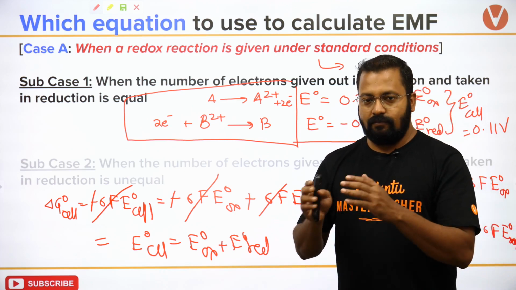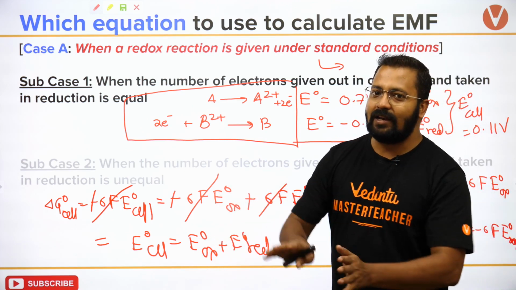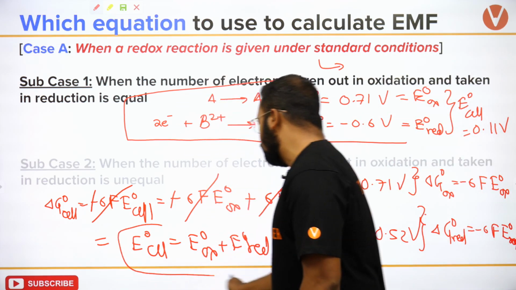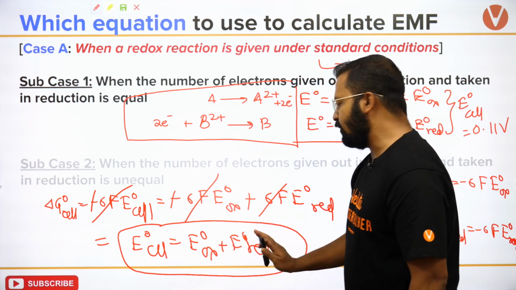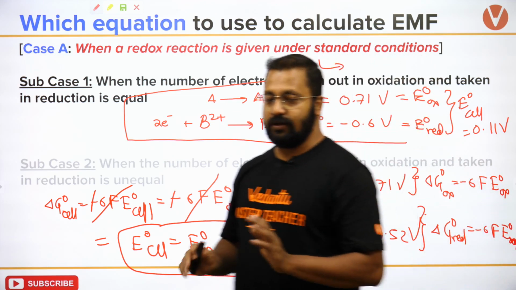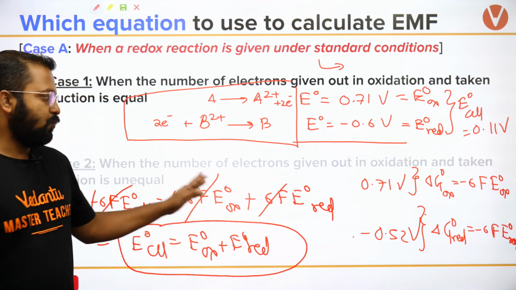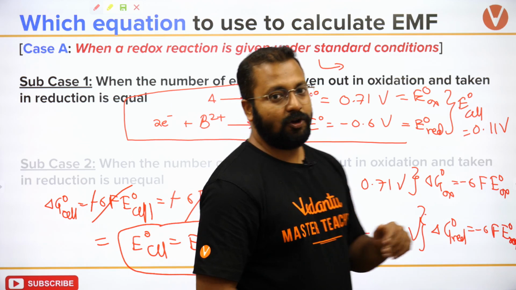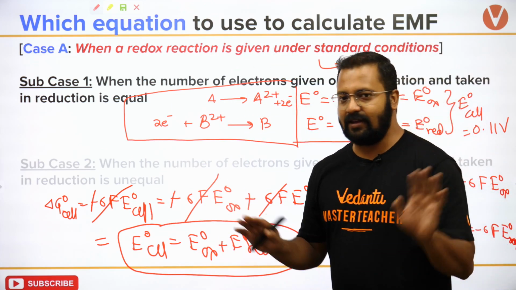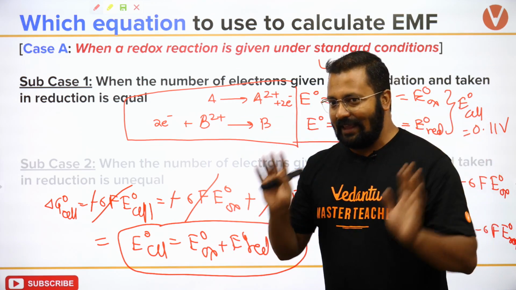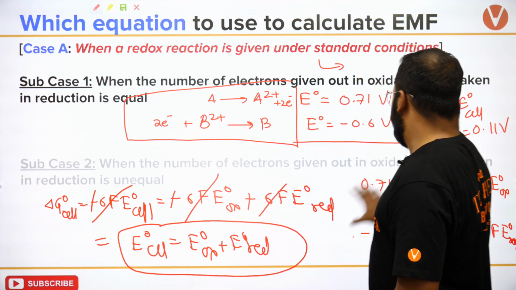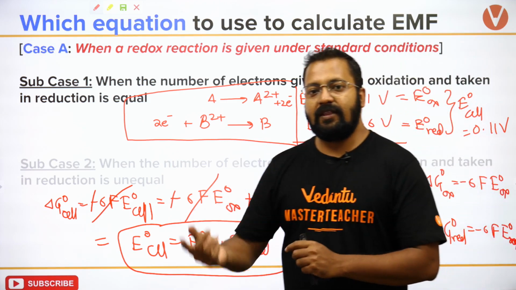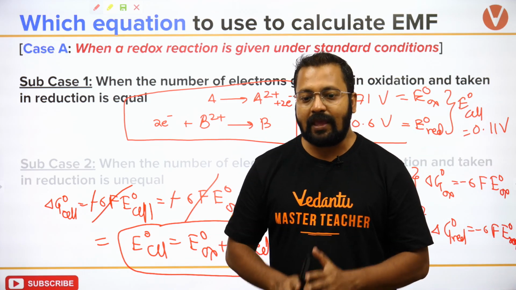out or taken in is equal or unequal, delta E naught of cell will always be the sum of E naught of oxidation and E naught of reduction. You are not supposed to multiply, worry about the number of electrons. ठीक है? Electrons कितने दिए जा रहे हैं, कितने अंदर आ रहे हैं, उसके बारे में चिंता करने की जरूरत नहीं है. The formula remains the same.